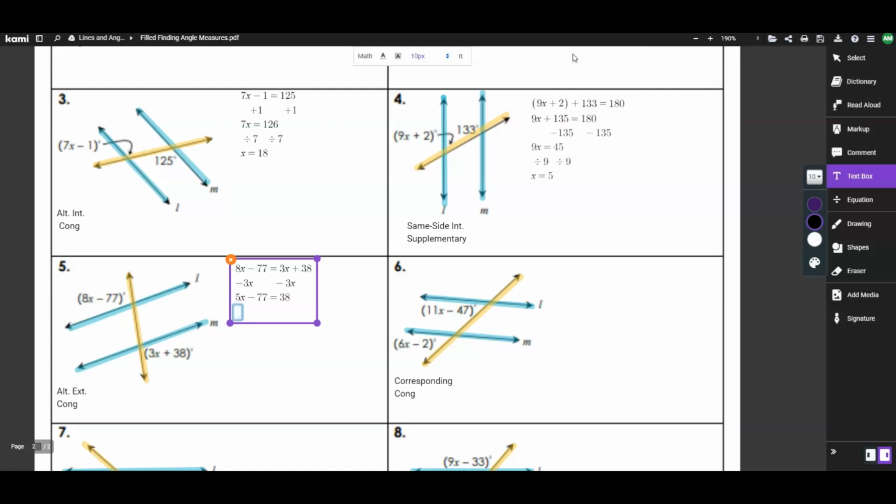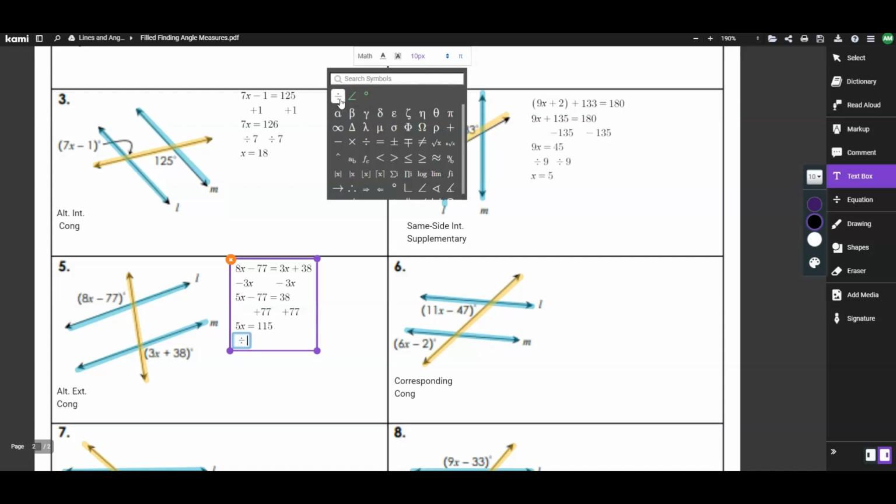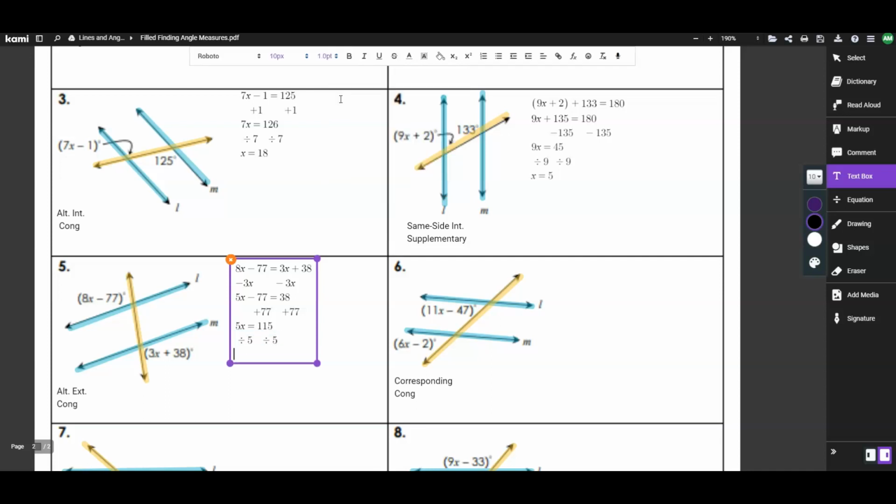I will need to add the 77. 5x is equal to 115. And if I were to divide both of those sides by 5, I would find that the x is going to be equal to 23.